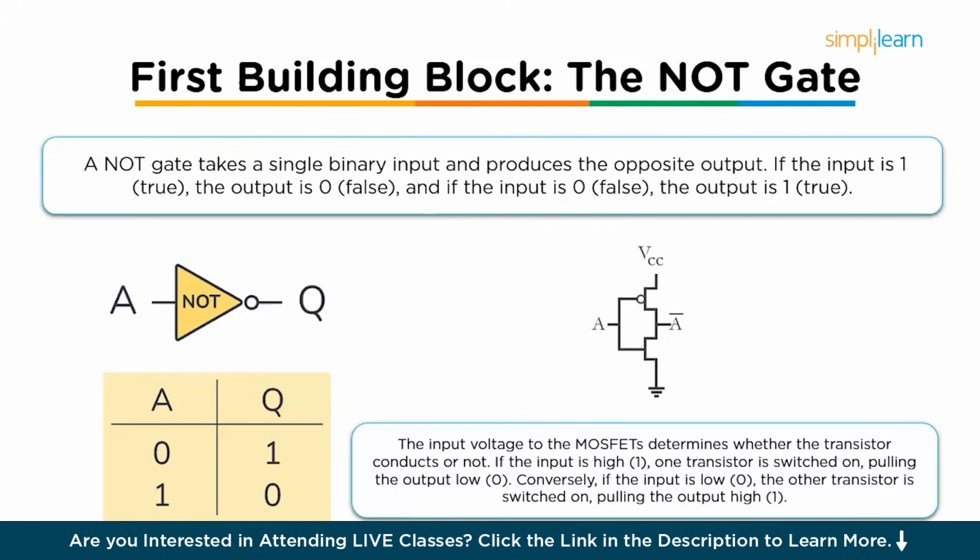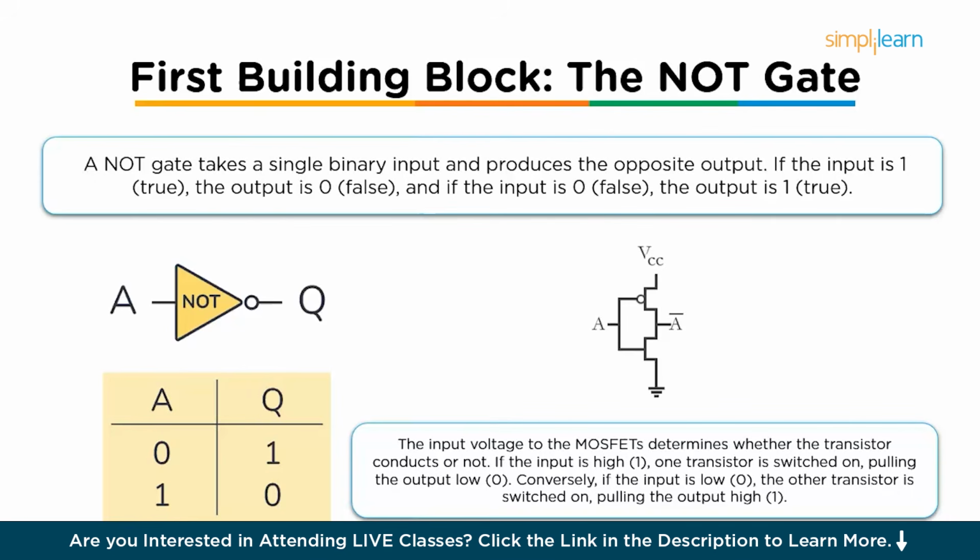If the input is high, which is 1, one transistor is switched on, pulling the output low, 0. Conversely, if the input is low, 0, then the other transistor is switched on, pulling the output high, which is 1. So NOT gates are used in combination with the other basic logic gates such as AND, OR, and XOR gates, which we will learn in the next module, which will create more complex operations like additions, multiplications, and decision making in digital systems.